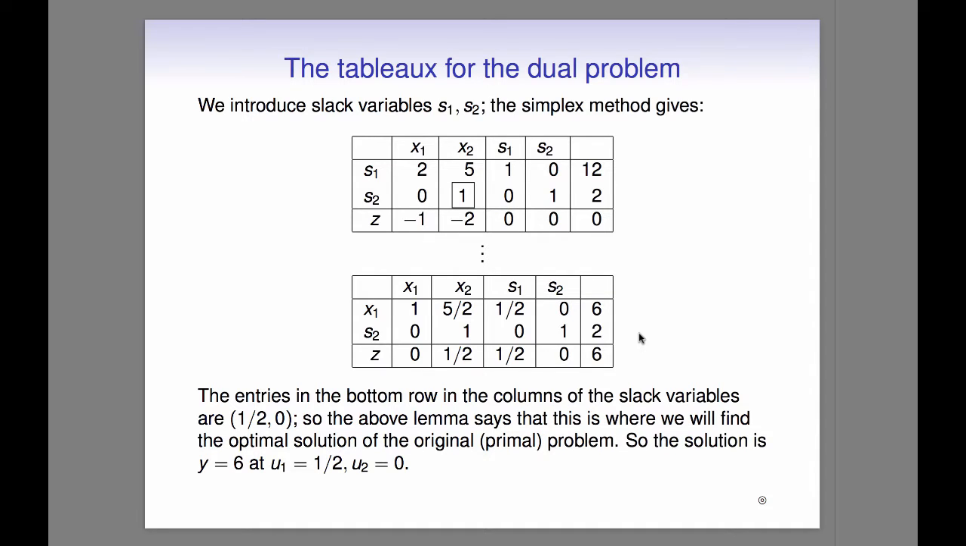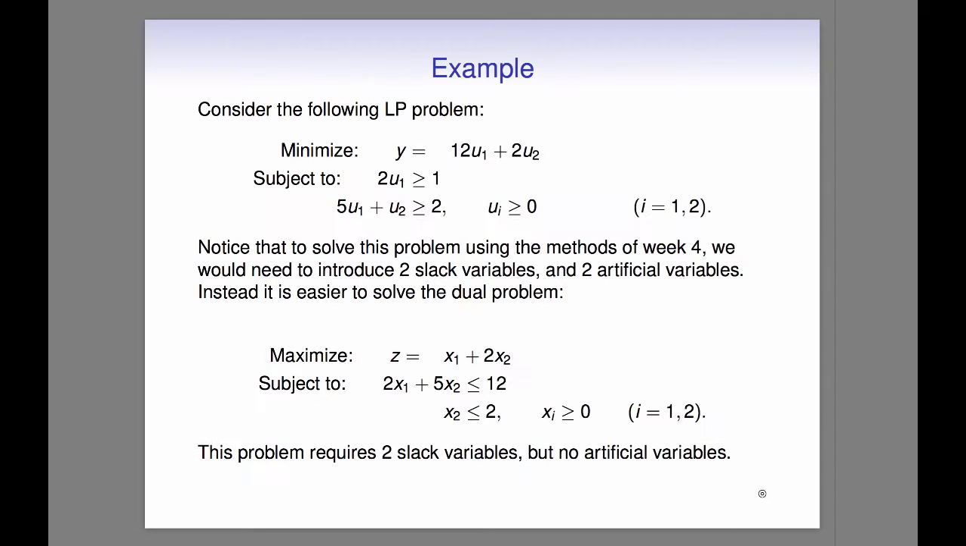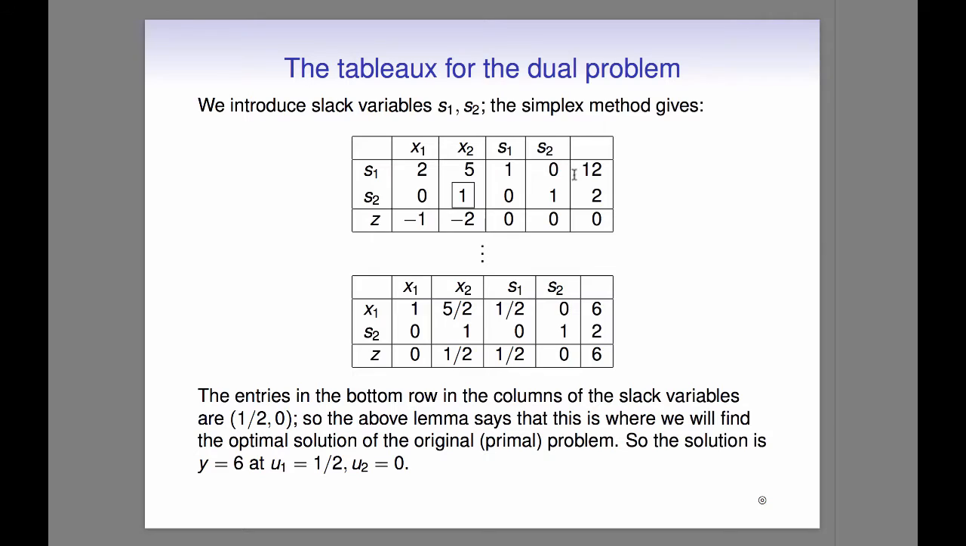And this gives us the solution for the dual problem, and in the final tableau, in the bottom row, in the columns of the slack variables, these numbers here provide the solution to the original problem. So here the solution is a half, 0. These are the coordinates of the decision variables of our primal problem that provide us with the optimal solution. Moreover, the optimal value is the value of both problems, so it's this number 6. So the solution to our original problem is y is 6, with u1 a half and u2 is 0.